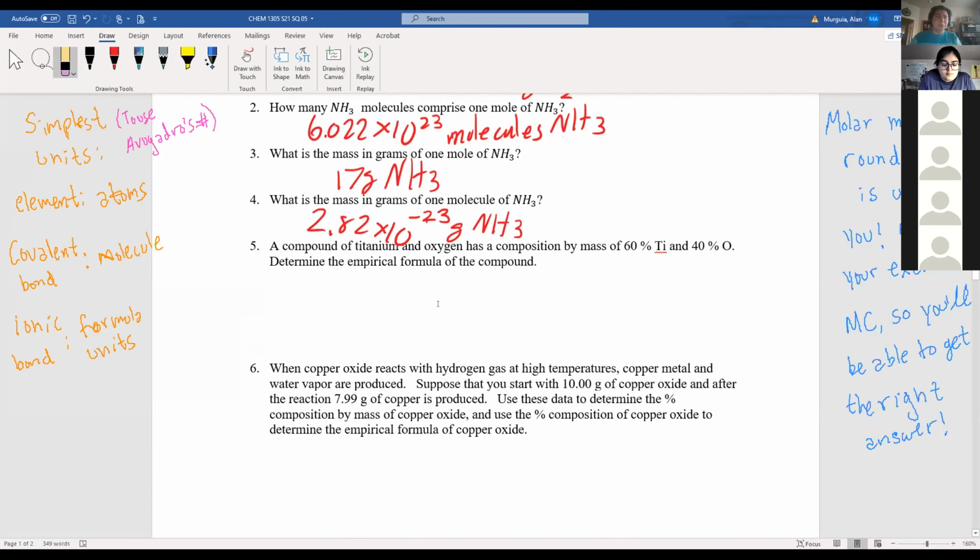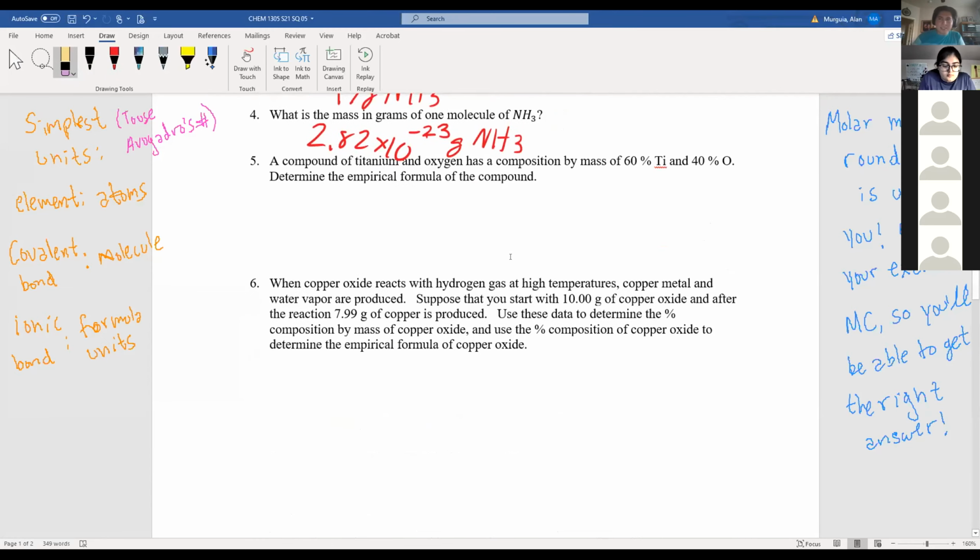And so now on to number 5, now that I haven't skipped it this time. So going back to a compound of titanium and oxygen composed of 60% titanium and 40% oxygen. And it's asking for the empirical formula. So who has an idea of how I can find my empirical formula from this? First, you have to convert percentages to grams. So if I take my 60% of titanium and 40% of oxygen and just straight convert to grams, nothing specific, no steps.